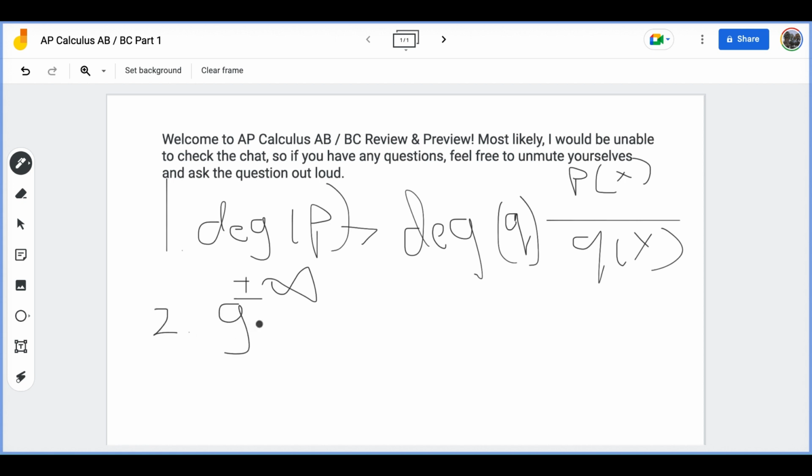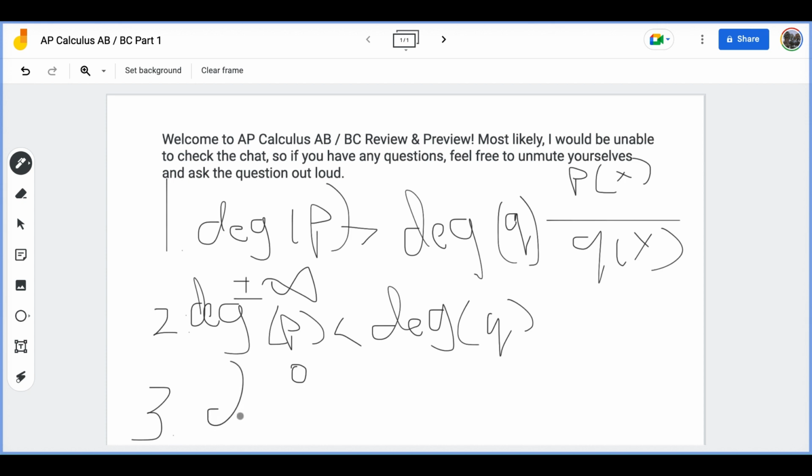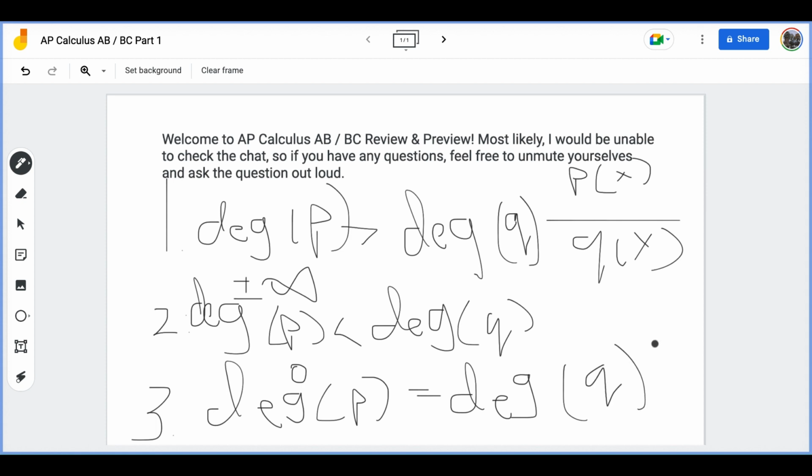Second case is the opposite. The degree of p is less than the degree of q. In this case, it'll go towards 0, because there's more weightage in the denominator, so it'll go towards 0. And third case is when they're equal. This is the most interesting case, because it would always be equal to the ratio of the coefficients of the leading terms. So it'll be p1 over q1, the ratio of the coefficients of the leading terms.